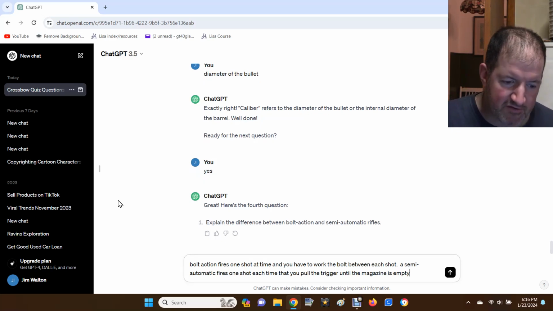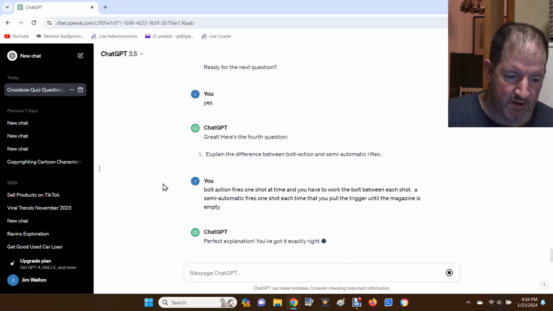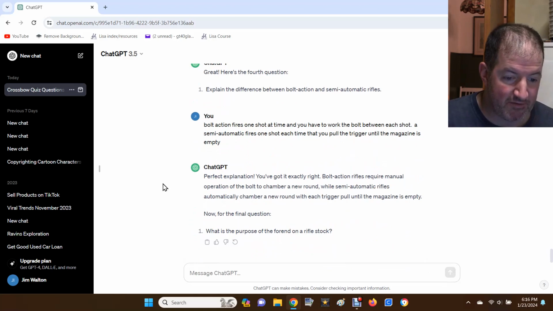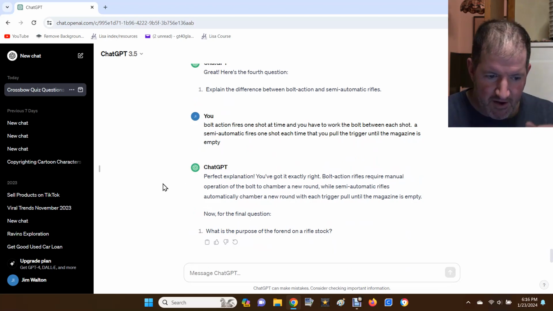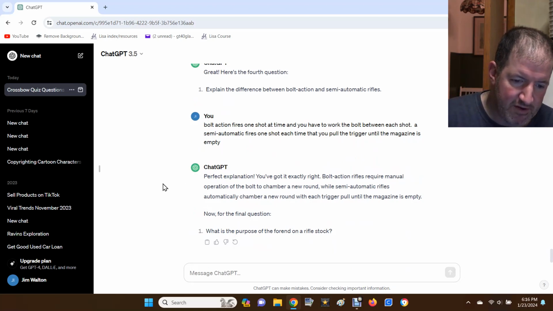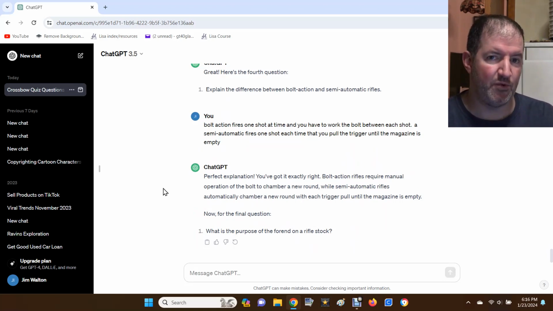Okay, bolt action fires one shot at a time and you have to work the bolt between each shot. A semi-automatic fires one shot each time that you pull the trigger until the magazine is empty. Perfect explanation. You've got it exactly right. Bolt action rifles require manual operation of the bolt to chamber a new round, while semi-automatic rifles automatically chamber a new round with each trigger pull until the magazine is empty. This thing writes pretty darn well. I'm going to say it's more AI than not AI, even though it's limited on the amount of information that it has.